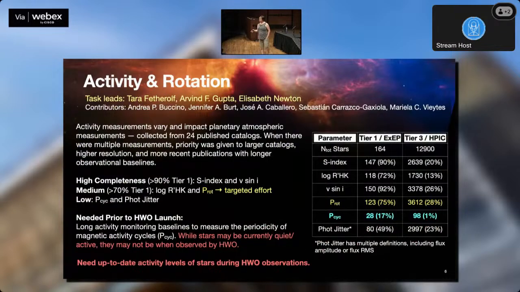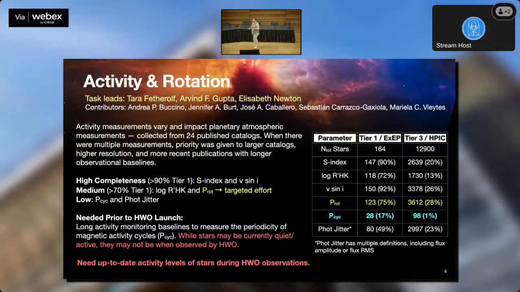All right, activity and rotation. This is really very fundamental properties that allow us to understand the planetary atmosphere and even make sure that the atmosphere is what we expect it to be. This group put together information from 24 different published catalogs, and they did a tiered hierarchy to understand all of this information and pick out the best. So they figured out various completenesses.